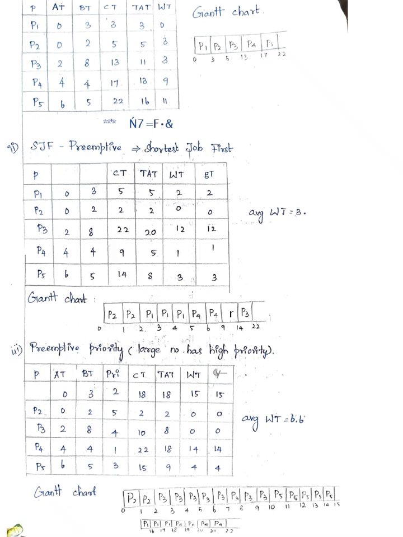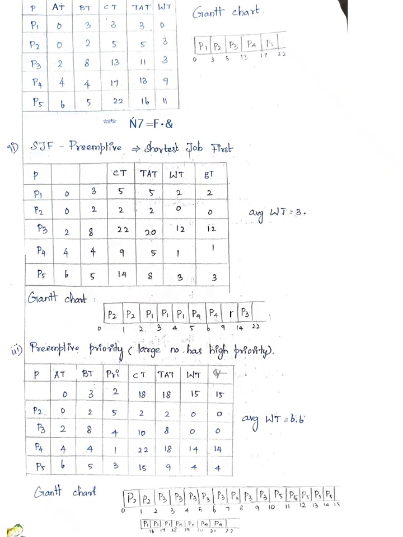Then waiting time. What is the formula for waiting time? Turnaround time minus burst time. Turnaround time is 3, burst time is 3, so 3 minus 3 is 0. Turnaround time is 5, burst time is 2, so 5 minus 2 is 3. Likewise we have to do it for all 5 processes. This is the first come first serve basis, so we have completed one task.